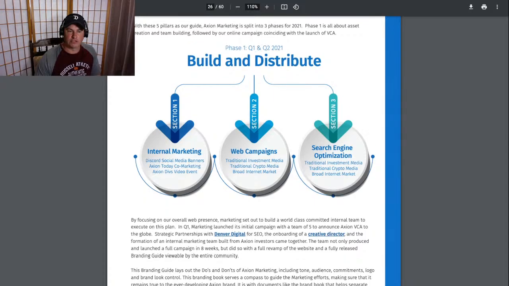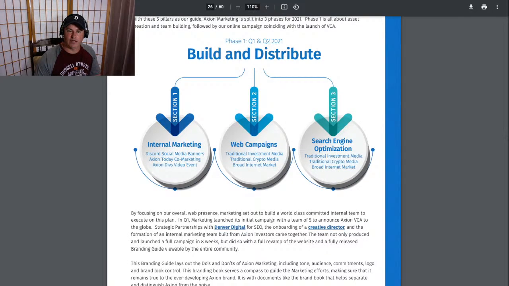So the internal marketing is Discord, social media banners, Axion Today co-marketing, Axion Divs video events. So that's pretty exciting. Traditional investment media, traditional crypto media, and broad internet market for the web campaigns. This is the middle one that a lot of people see more visually. So that's going to be pretty exciting. And I love the traditional targeting, super duper. And they've already got contracts with like international business services, stuff like that. So pretty awesome. And then obviously search engine optimization, traditional investment media. So that's going to be huge too over time, getting a real strong presence on Google and other ones.